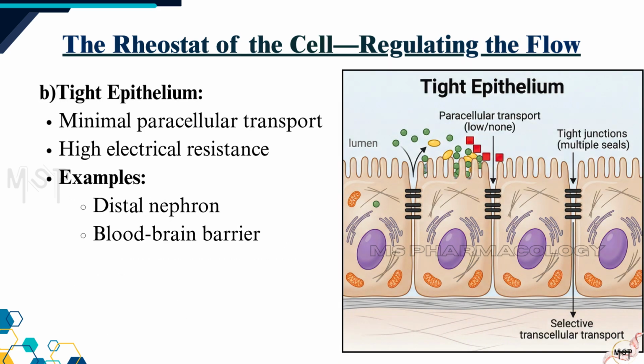The tight epithelium, this is the high-security version. You'll find this in the distal nephron of the kidney and the blood-brain barrier. These have extremely high electrical resistance and minimal paracellular leak, ensuring that only the most strictly invited molecules pass.